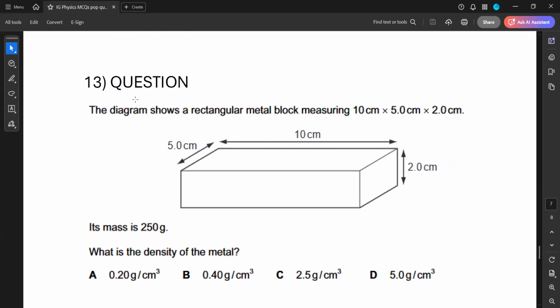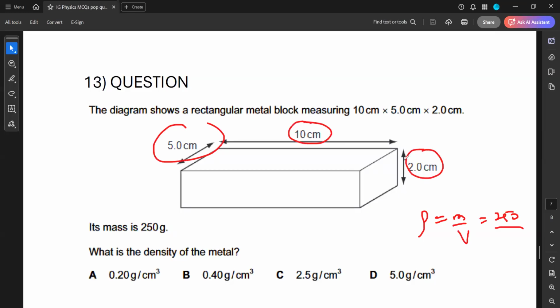Question 13, what is the density? To get the density, it's mass over volume. The mass is 250. What about the volume? 5 multiplied by 10 multiplied by 2. So it is 20 multiplied by 5, which is 100. So 250 divided by 100, that will be 2.5, so C will be the right answer.